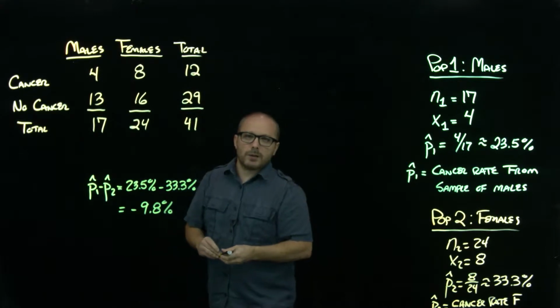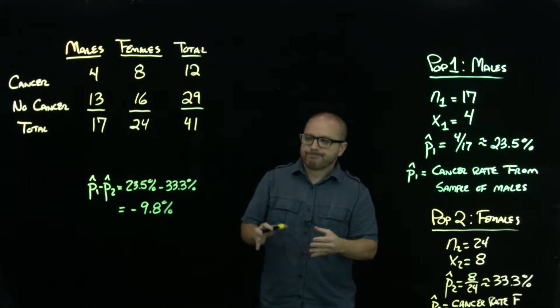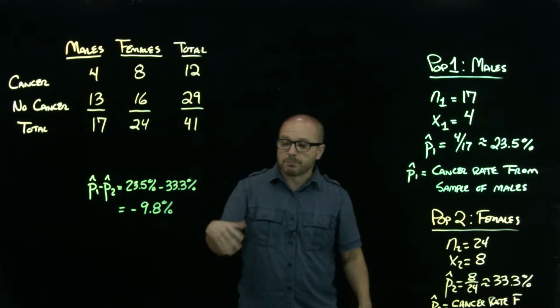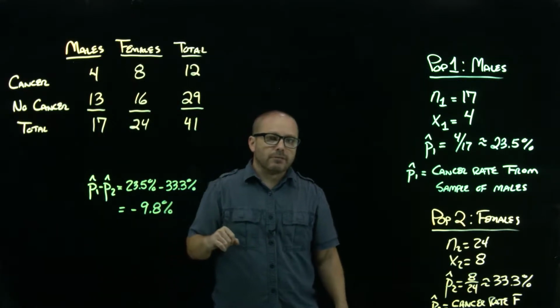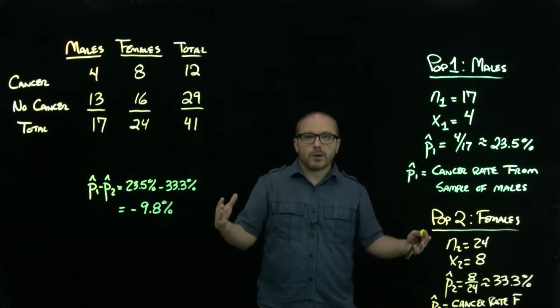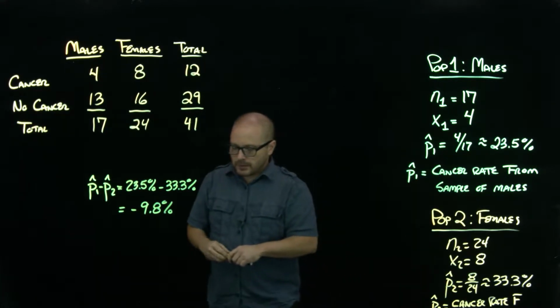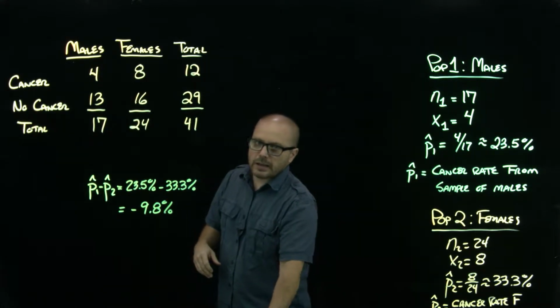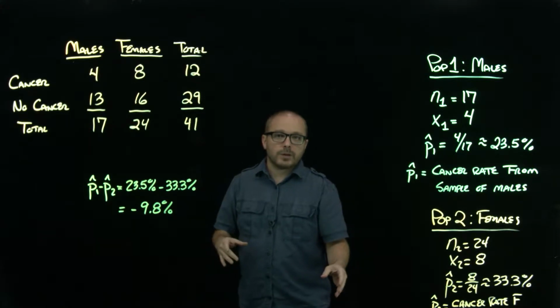So the question now becomes, is that significant? Could we expect to see that sort of difference if in reality there was no difference in the entire population? So now let's look at how we will do that by simulation.